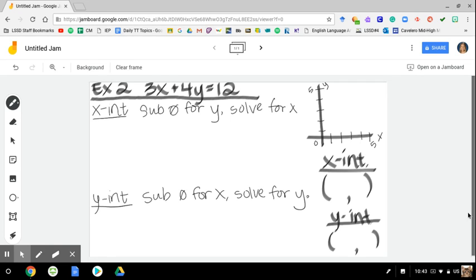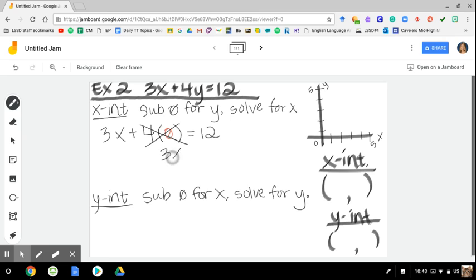So we're going to rewrite our equation, 3x plus 4, and remember, you're substituting 0 for the y, equals 12. So if you notice it says 3x plus 4 times 0 equals 12. Well, 4 times 0 is 0. It goes away, right? So what you're left with is 3x equals 12.